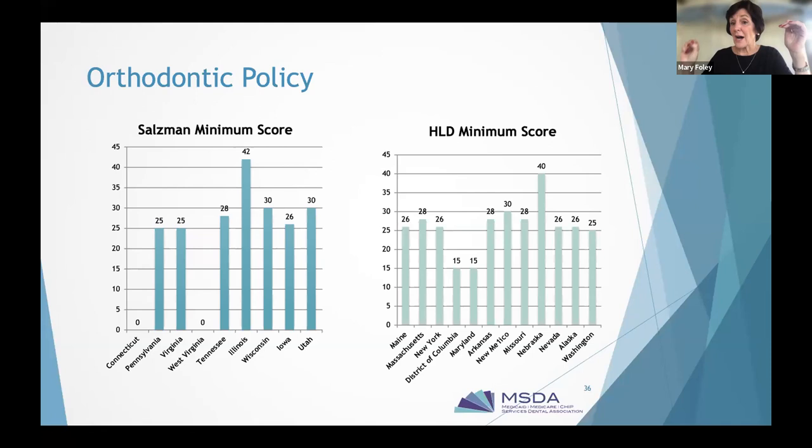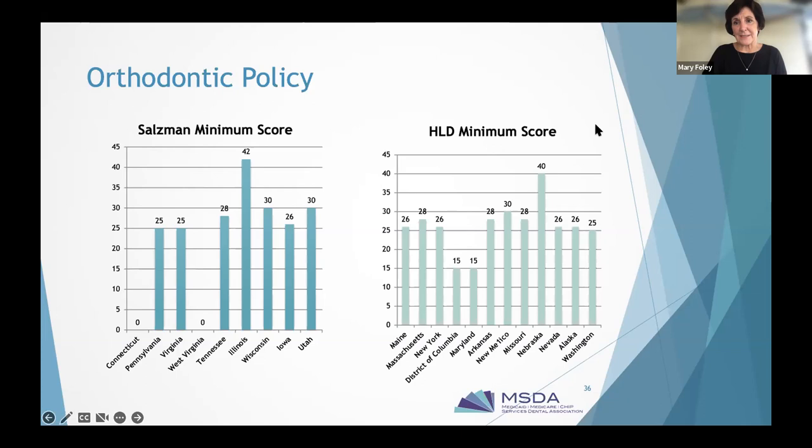This is a perfect example of how medical necessity is not determined by the dental provider, but is determined by the state, and how state policy and benefits are one of those levers that we use to control costs. It's sad to say that this is how we have to control costs, but we understand there's that balancing of the state budget every year. So again, look at the variability here on the HLD minimum score index. It's amazing, isn't it? To me, this was pretty fascinating.